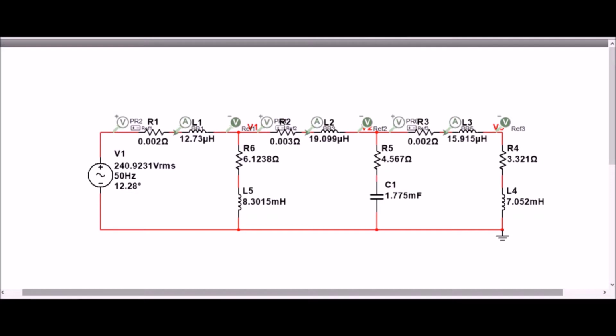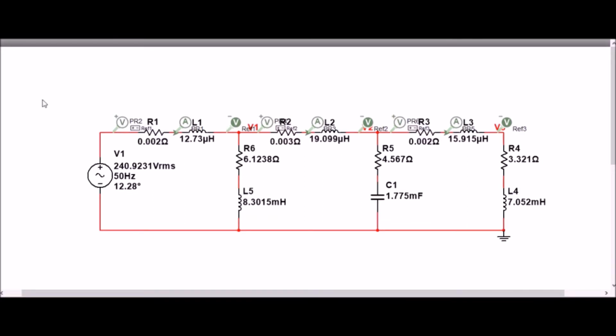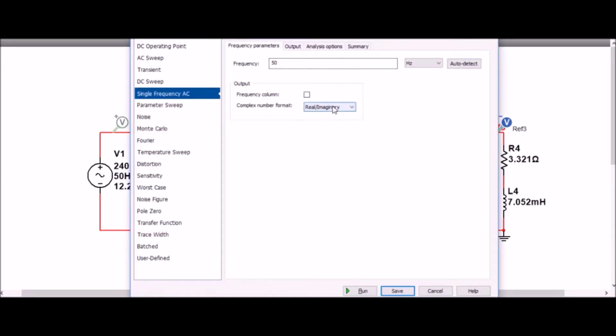Third is to measure the real and reactive power losses at the transmission line. We already placed current probes. Now place differential voltage probe at each transmission line. First, voltage probe 2. Second, voltage probe 4. Third, voltage probe 6. And then click single frequency AC, change the complex form to real and imaginary.